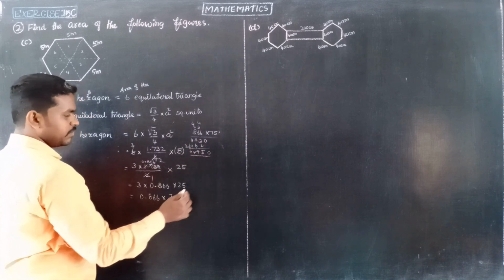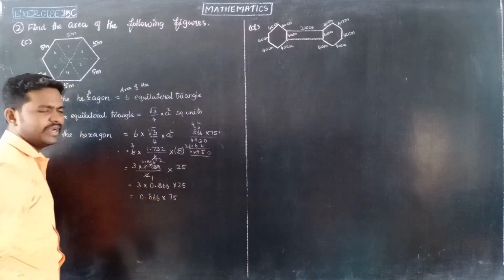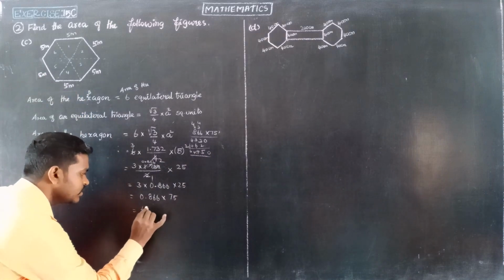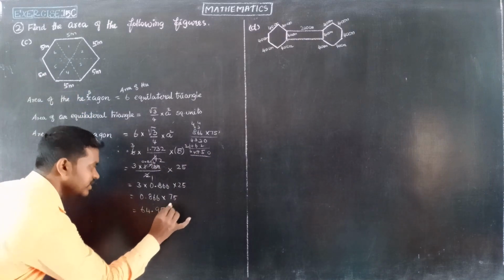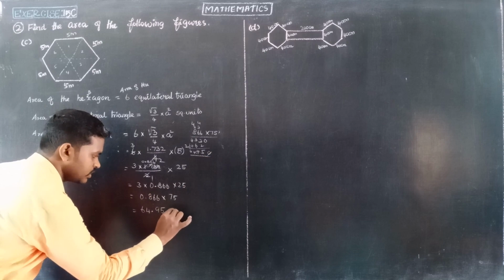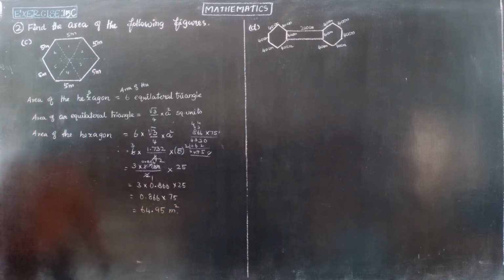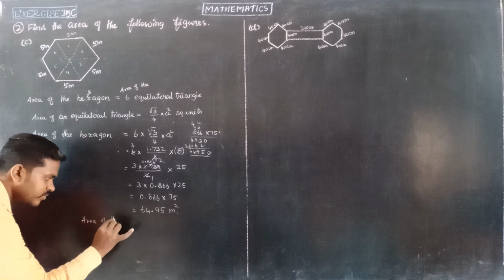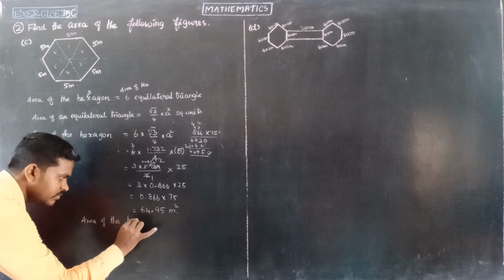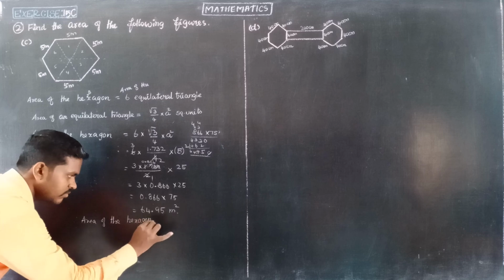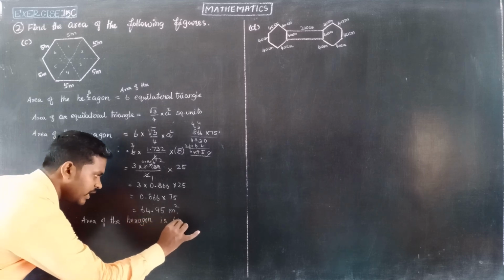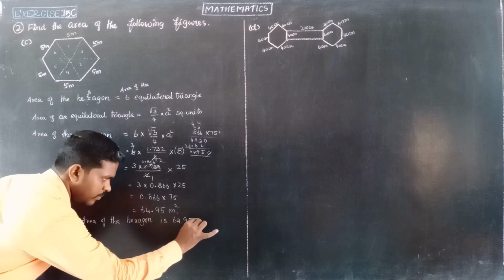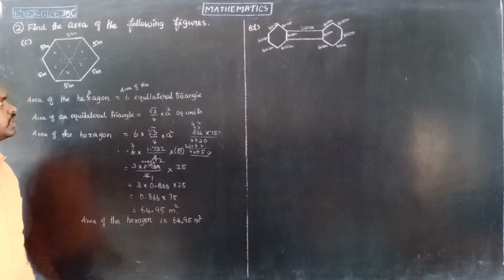So giving 3 decimal places, we get 64.950. The last 0 has no value, so we can leave it. So 64.95 meter square. Therefore, the area of the hexagon is 64.95 meters square. This is the area of the given hexagon.